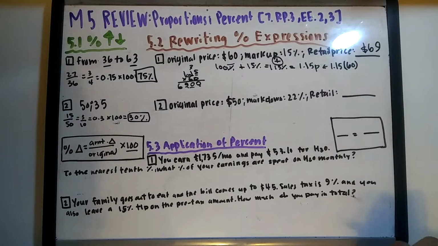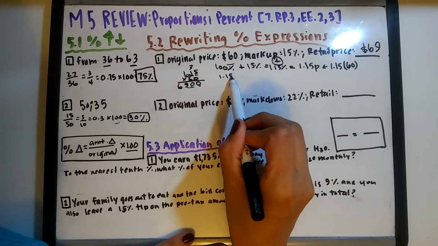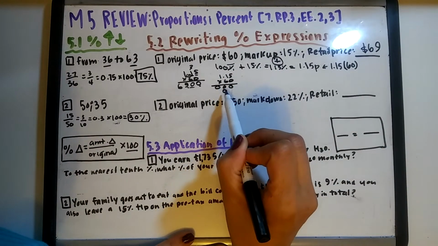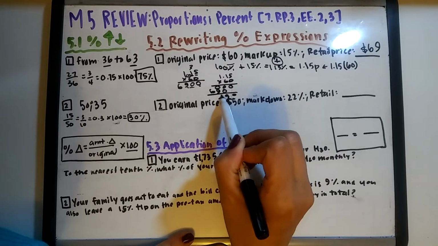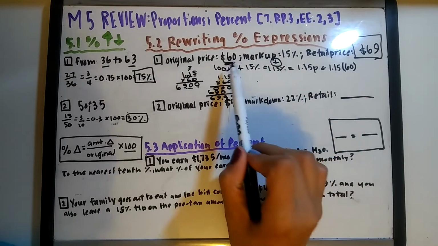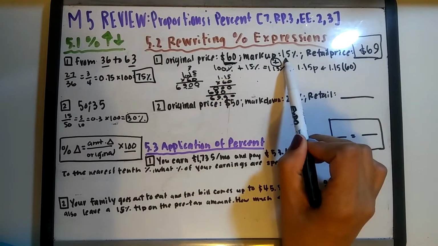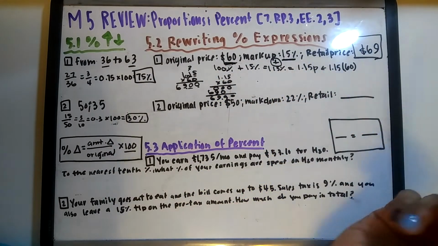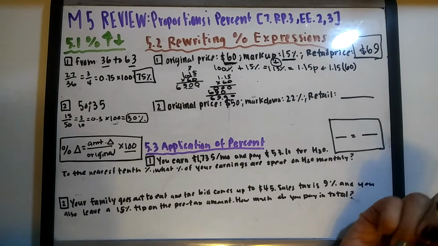The way that you do it is, okay, which is the same thing. So if you are marking up, like if you're a business person and you bought something for $60 and you want to bump up the price by 15%, that will be the retail price that customers are going to pay.